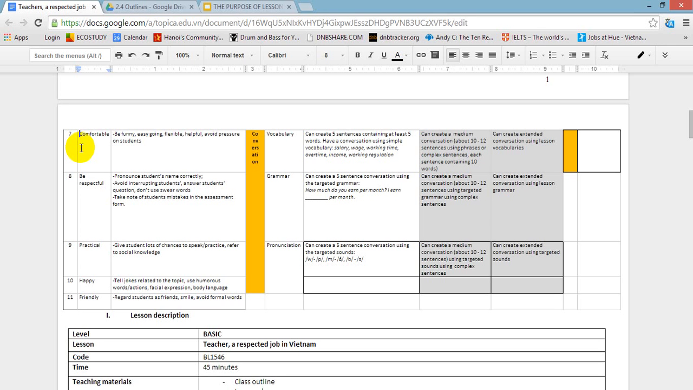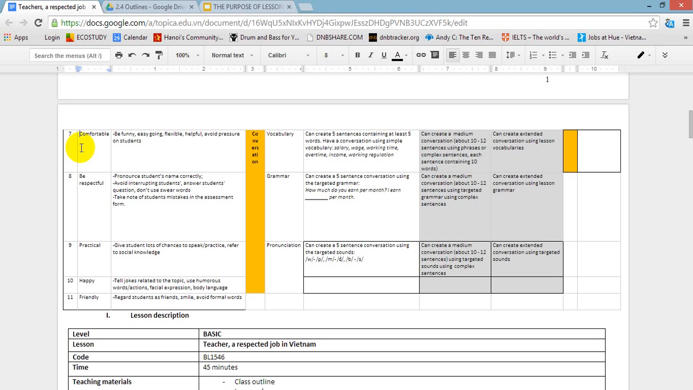And also very important, we need to be respectful to the students. So we need to pronounce the students' names correctly. So if we listen to how the students say their names and then try and pronounce them correctly. A lot of the names are difficult, so it may take a little bit of practice. Also, we want to avoid interrupting the students when they are speaking, and we want to answer the students' questions when they ask us, and we don't want to use any swear words or bad language.